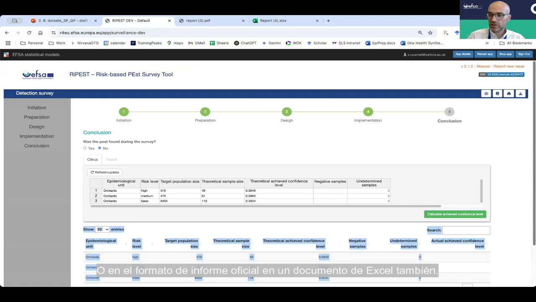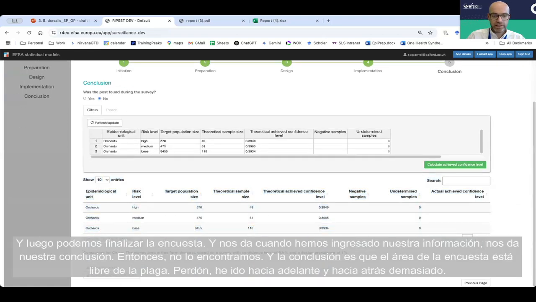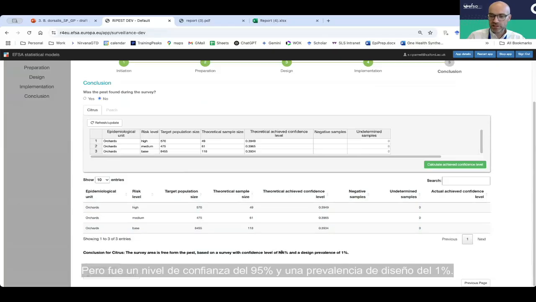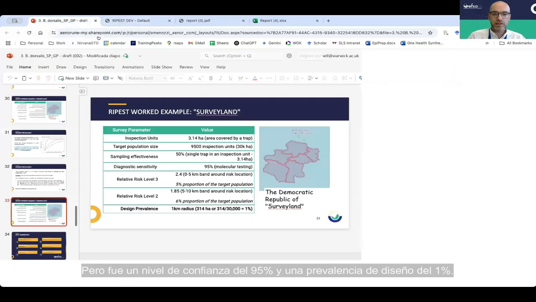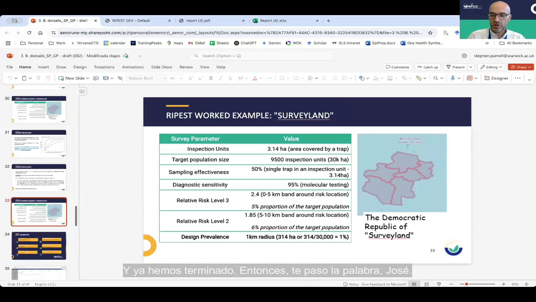And then we can finish the survey, and when we've entered our information, it gives us our conclusion. So we didn't find it, and the conclusion is that the survey area is free from the pest with, I've gone back and forward too much there with my connection, but it was a 95% confidence level and a design prevalence of 1%. And then we're finished. So I'll pass back to you, Jose.